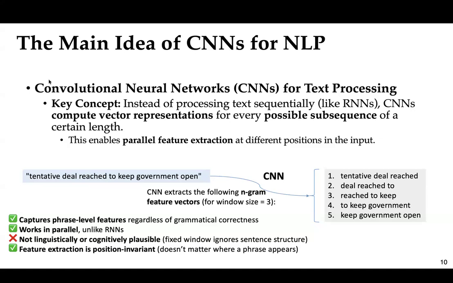And the problem with that is that because it does not really care about grammar, it's not linguistically or cognitively plausible. So fixed window ignores sentence structure, and the feature extraction is position invariant. It does not matter where the phrase appears. Is this good or bad? For the application that we have, it does not really matter.